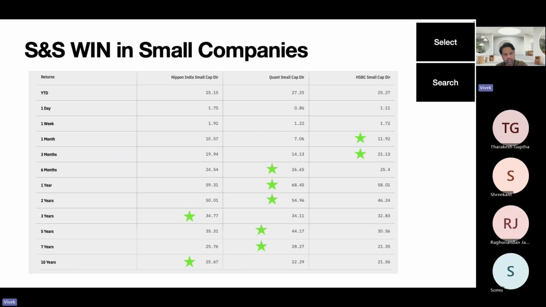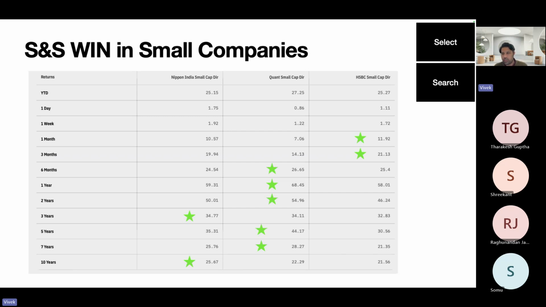So the way to read this line is, in 10 years, the winner was Nippon India with 25.67. And in 7 years, the winner was Quant. So as you see, the leadership has slightly changed, right? It was Nippon, and then in the medium time frames, it has gone to Quant. And then in the very recent time frames, 1 month and 3 months, the leadership is changing to the HSBC.